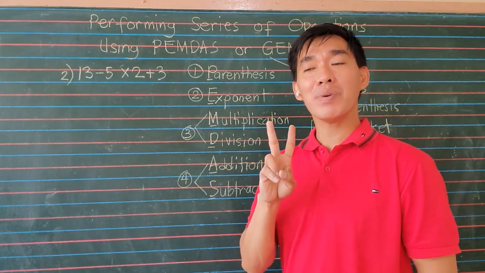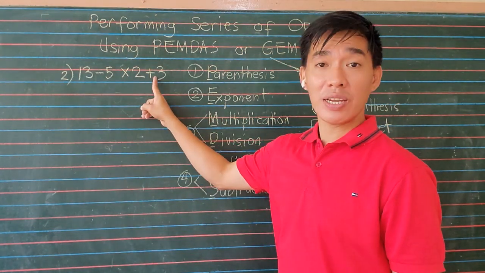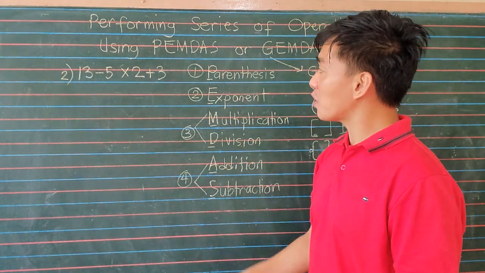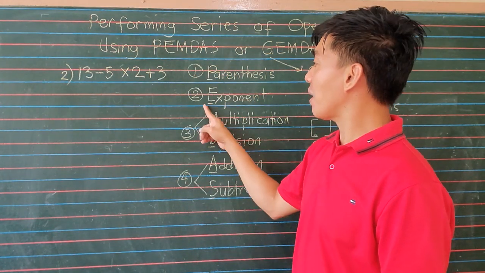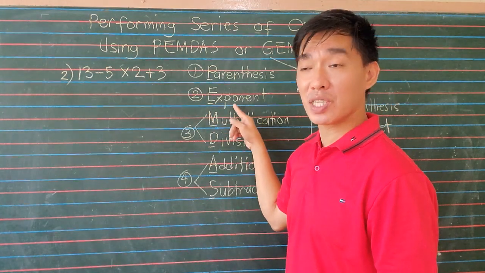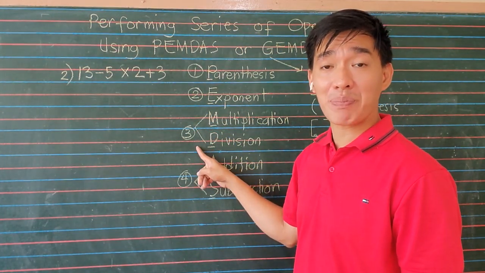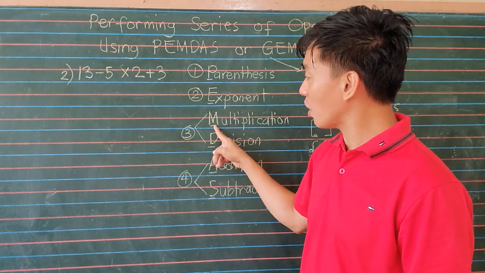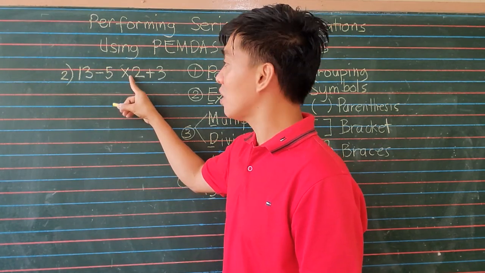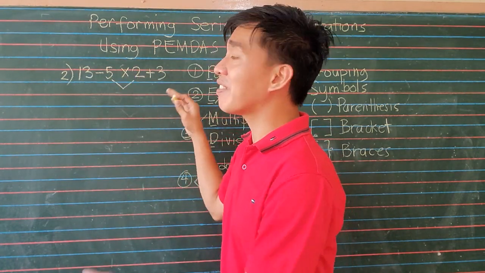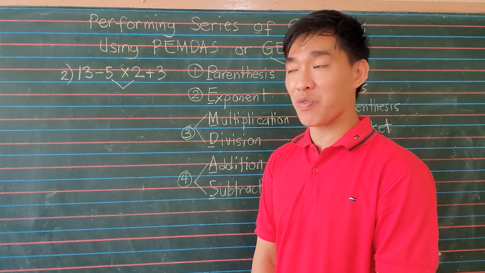For item number 2, we do have here subtraction, multiplication, and addition. Of course, we don't have the parentheses, so you skip number 1. We don't have exponents, so you skip number 2. But here, I think we have to proceed to step number 3, which is multiplication and division, because we do have here multiplication. So you multiply first, addition and subtraction later if we are already in step number 4.